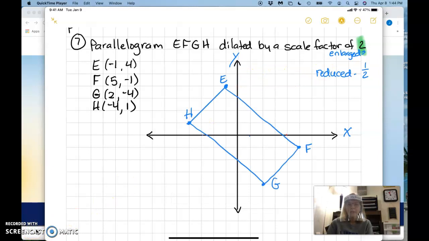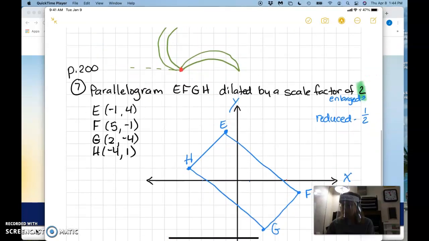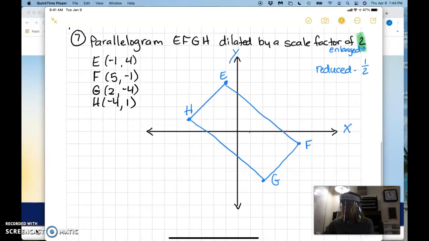So we plotted our parallelogram, and now we're going to enlarge it. And the way that we are going to enlarge it is we are going to multiply the y values by 2. No, we're going to multiply both values by 2. My bad. When it says we are enlarging by 2, we're going to multiply everything by 2.